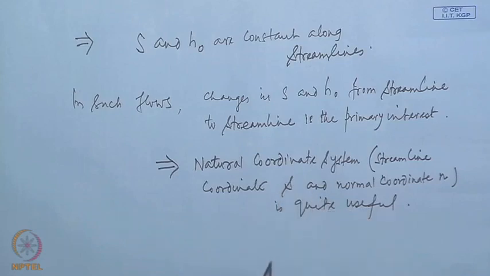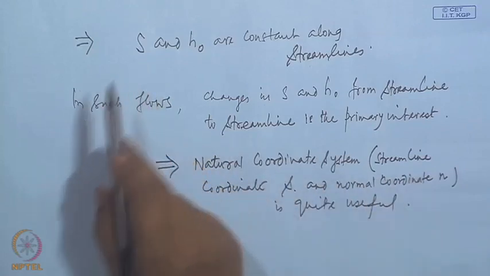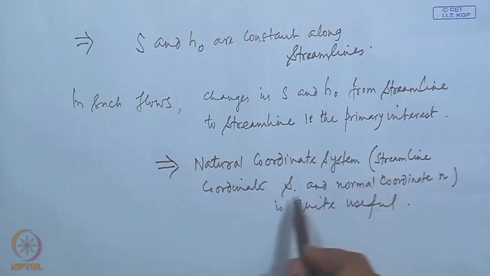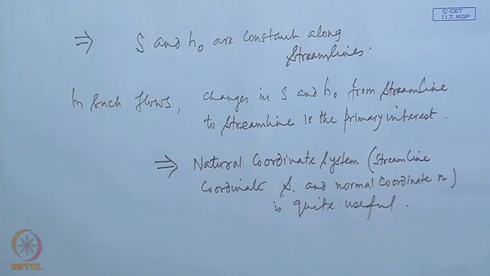And to separate or to distinguish between the streamline coordinate S and the entropy S, we will be using small s for streamline coordinate and capital S for entropy.